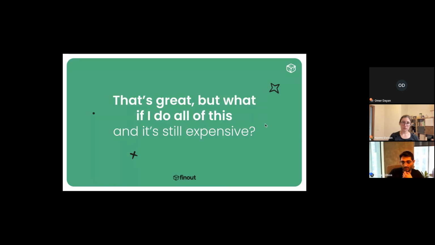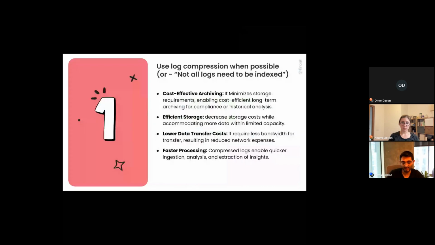Great. So what if we have applied all of these, but we still have high costs for our logs? What can we do then? So what we want to do in that situation is that I'm going to show you some slightly more advanced approaches that we can use that should also improve our state. And in the end I will also explain a bit how we implemented it at FinOut, so you will get a better clue how to use it.